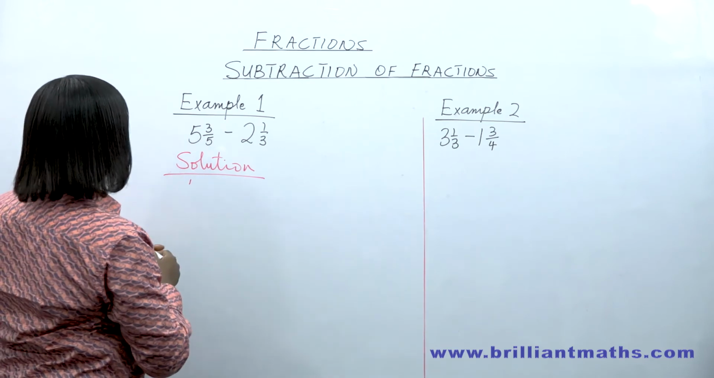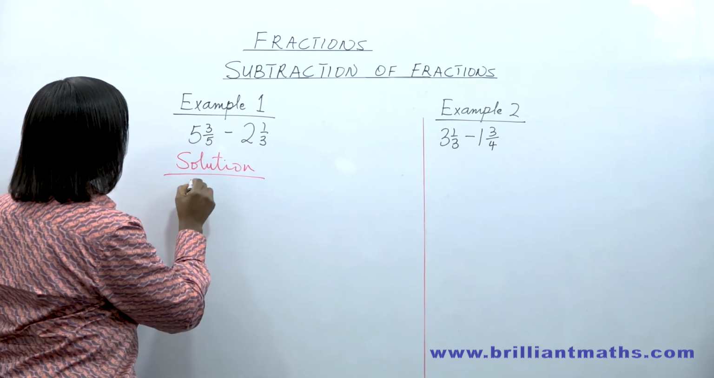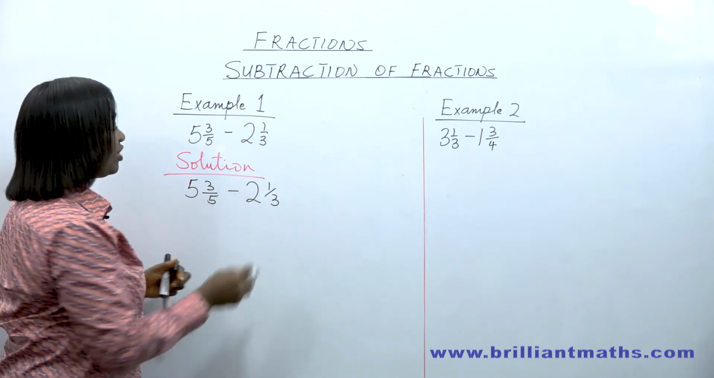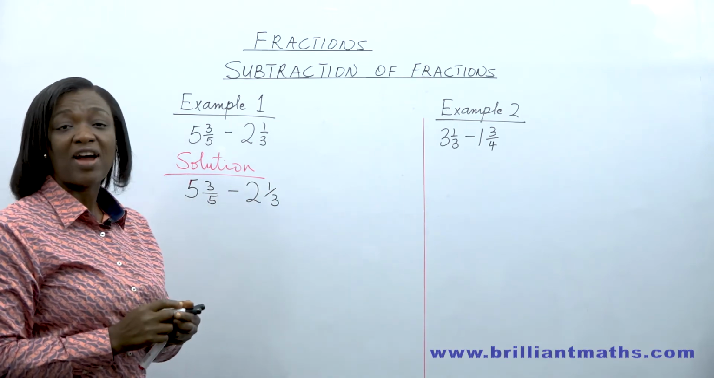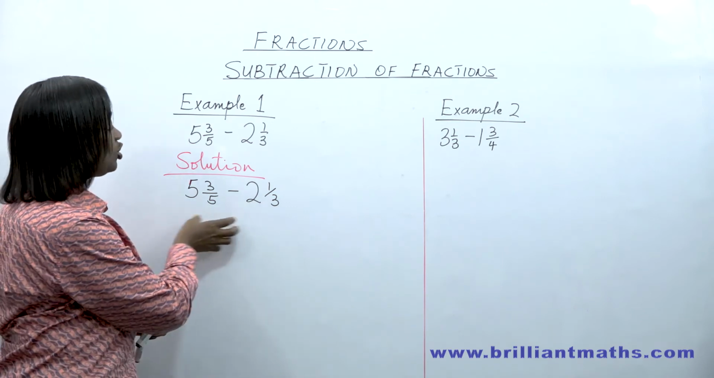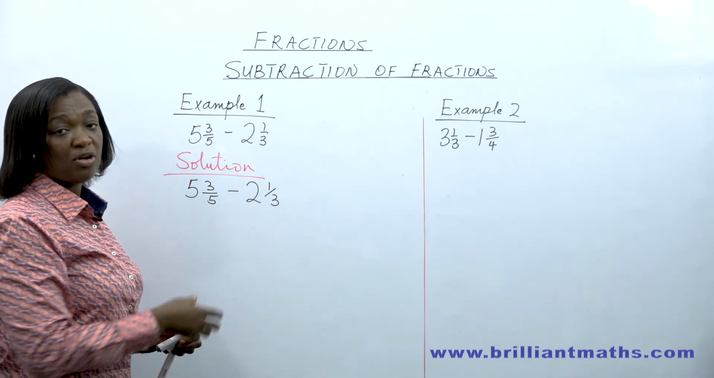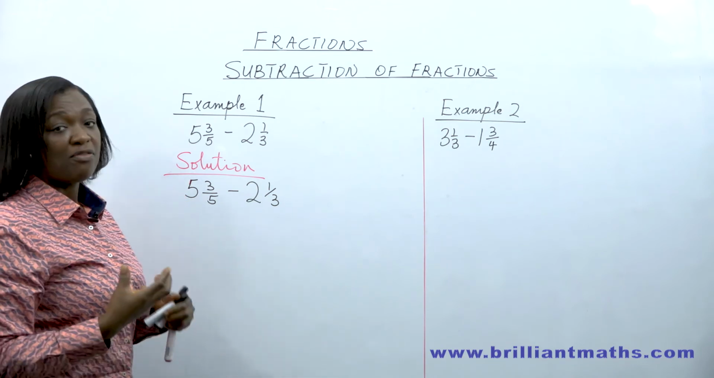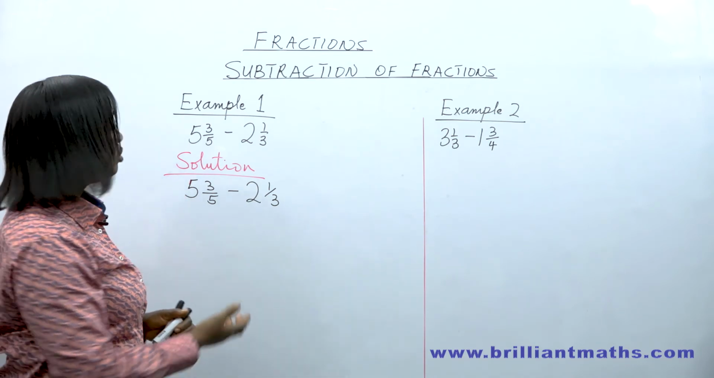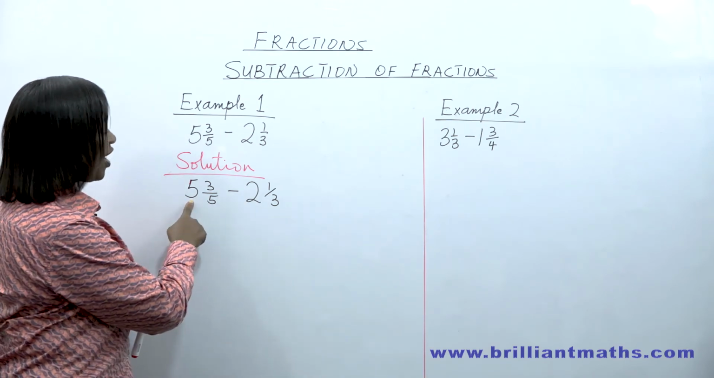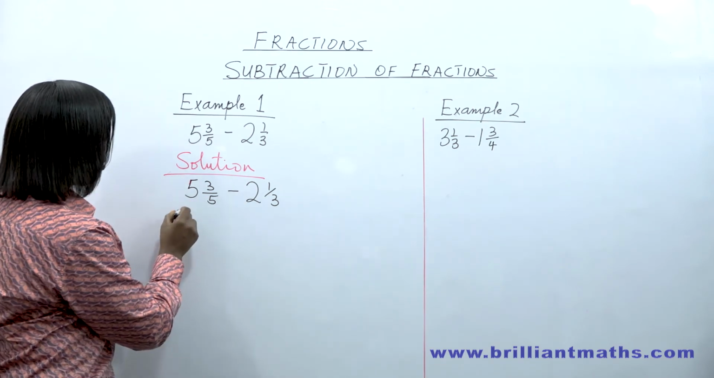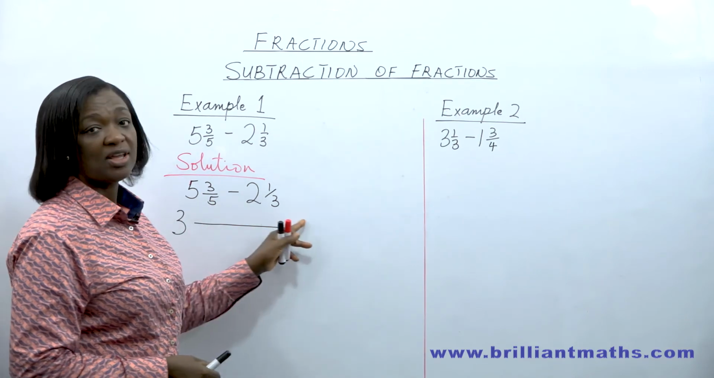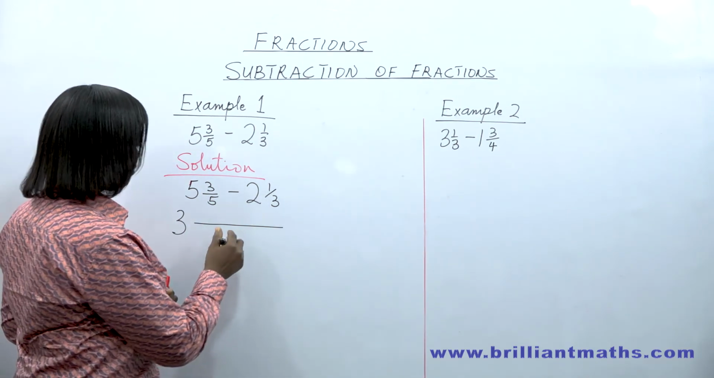5 3/5 take away 2 1/3. I usually advise my students not to change them to improper fractions before subtracting, because when the numbers get large, it can be very difficult. So subtract the whole numbers. 5 take away 2 is 3. So you find the LCM of the denominators of 5 and 3, and that is 15.